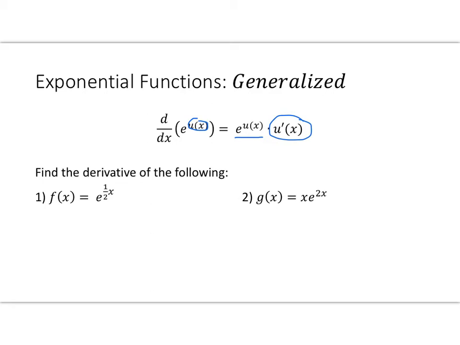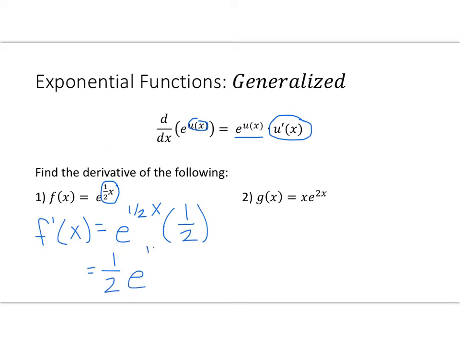So the first one, I have f of x equals e to the 1/2 x. That means f prime of x is equal to itself, e to the 1/2 x, times just the derivative of 1/2 x, and the derivative of 1/2 x is just 1/2. So I would write this as 1/2 e to the 1/2 x.